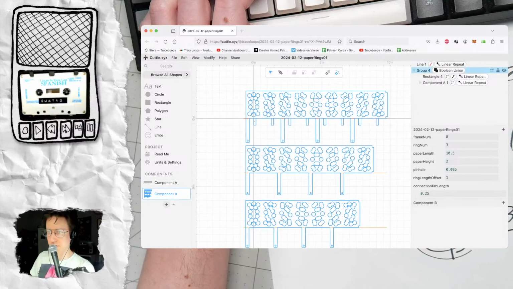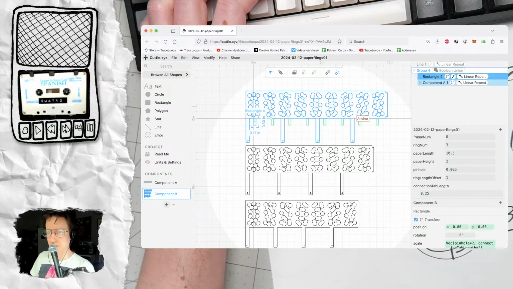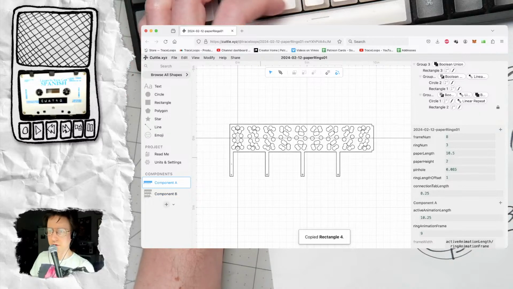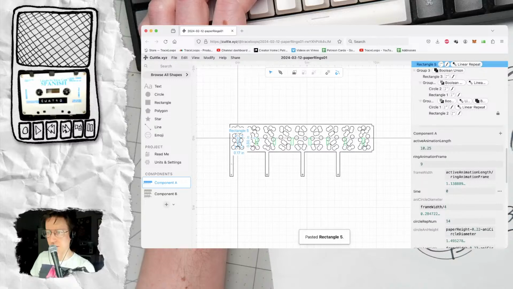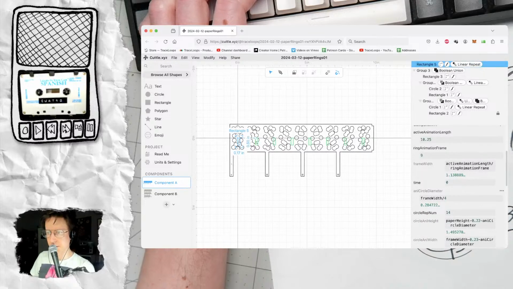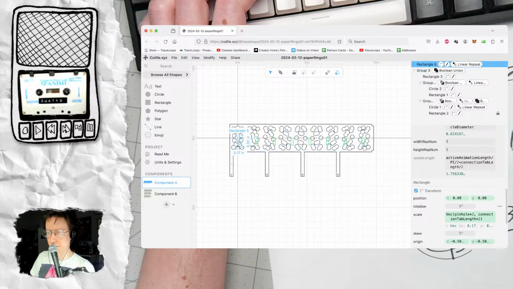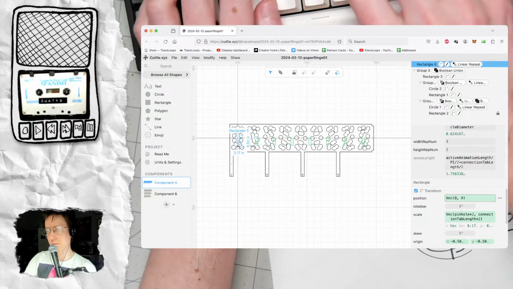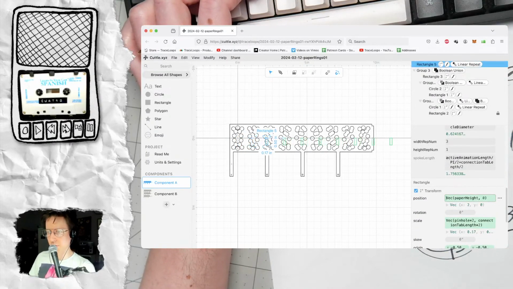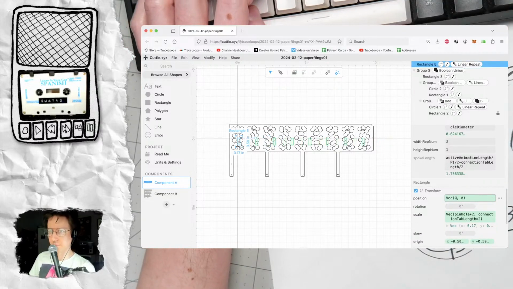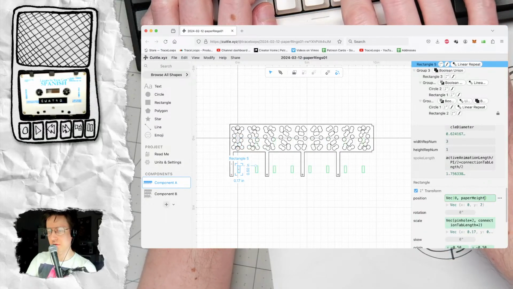Let me take this guy, copy, paste, and the position on this is going to be, change the little position is paper height divided by 2, except that's the wrong one. That's 0.